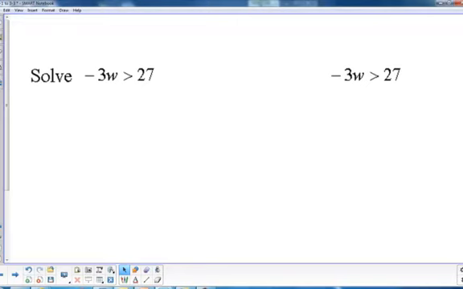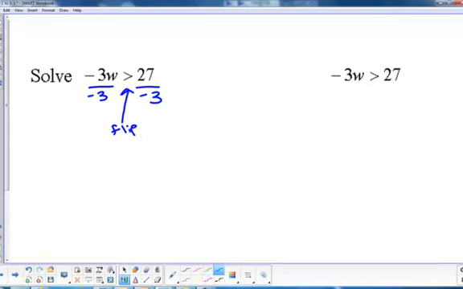All right, this is written twice. So we're going to divide by -3. The minute you multiply or divide by a negative, you flip your inequality. So I have W, and I flip, and -9.